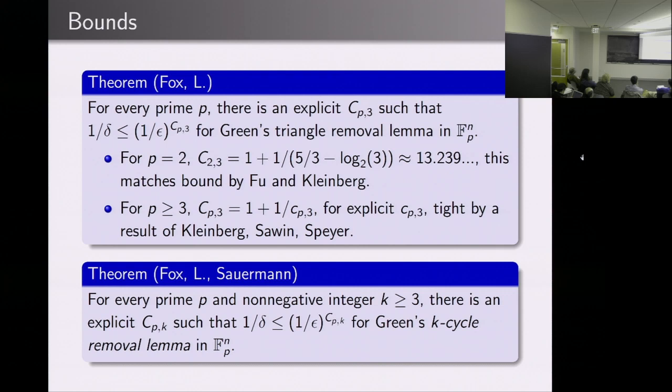And then for k-cycles, the truth is we kind of assumed this should easily go through for k-cycles, and then when we tried to do it, it turns out it doesn't. But now we can also prove a polynomial bound for k-cycles with Jacob and Lisa. So for any prime p and non-negative integer k, we have an explicit C_pk such that we have a polynomial upper bound in the removal lemma. But this is not necessarily sharp.